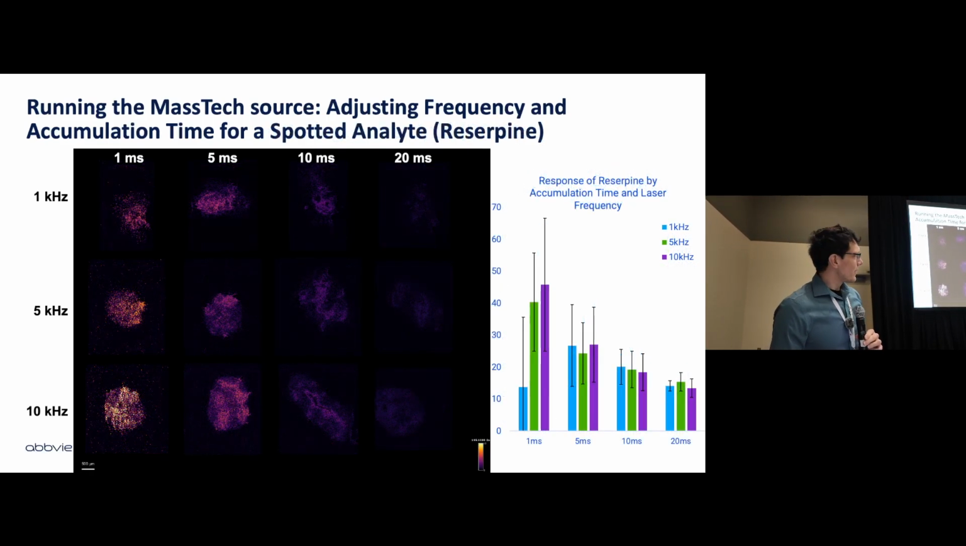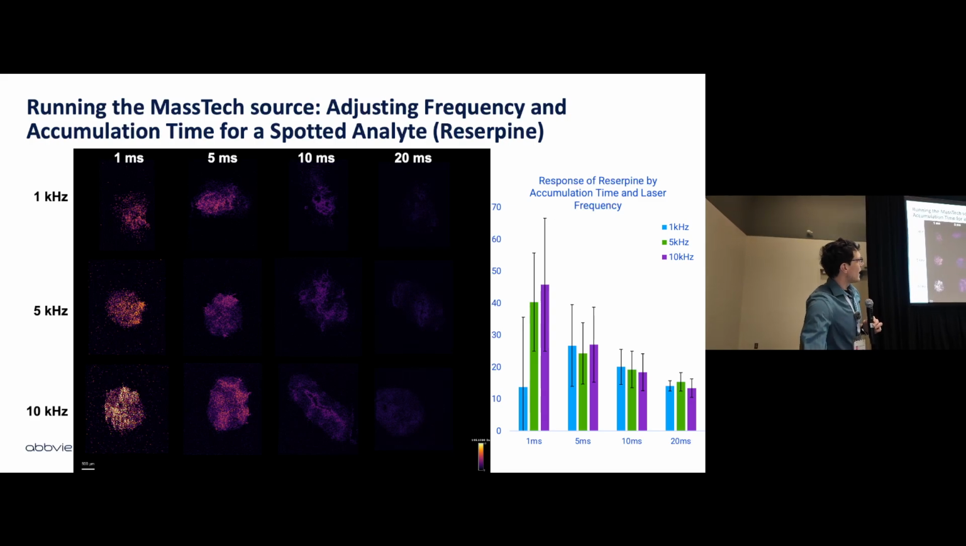And then sort of the same exact results. This is looking, instead of at the endogenous compound in homogenate, at spotted reserpine on top. And that just recapitulates that I see the exact same thing with something that is in a smaller location that I've dosed on top of this. The faster I run the laser, the more sensitivity I get. And the shorter I run the accumulation time, the better sensitivity I get.